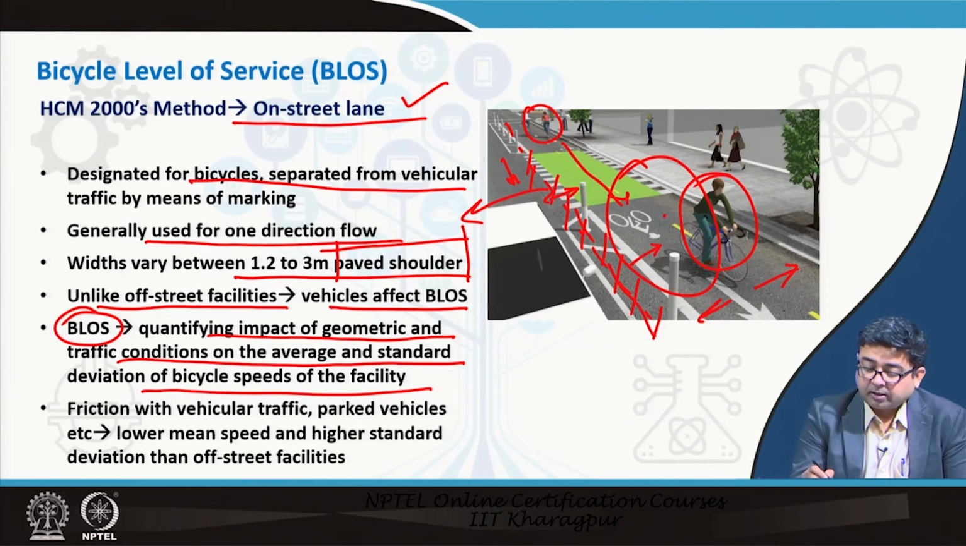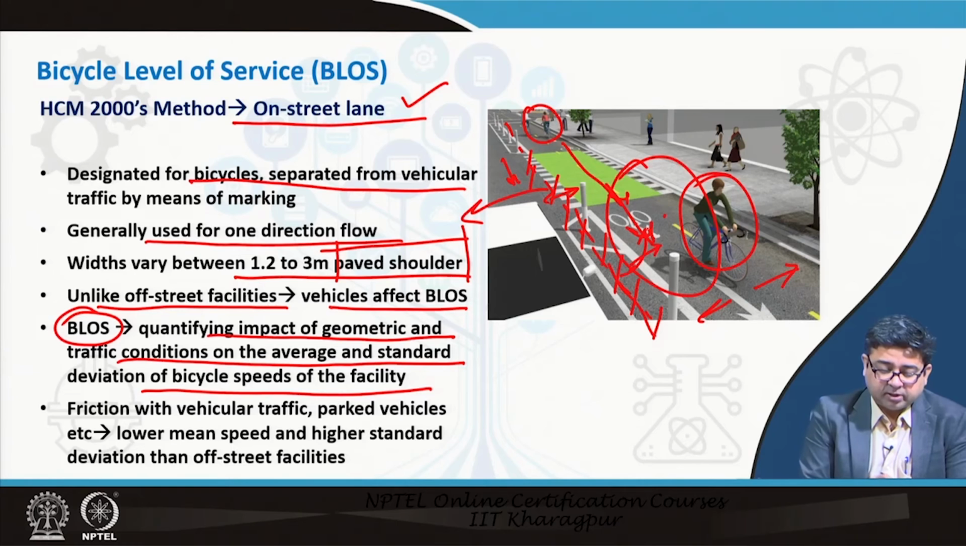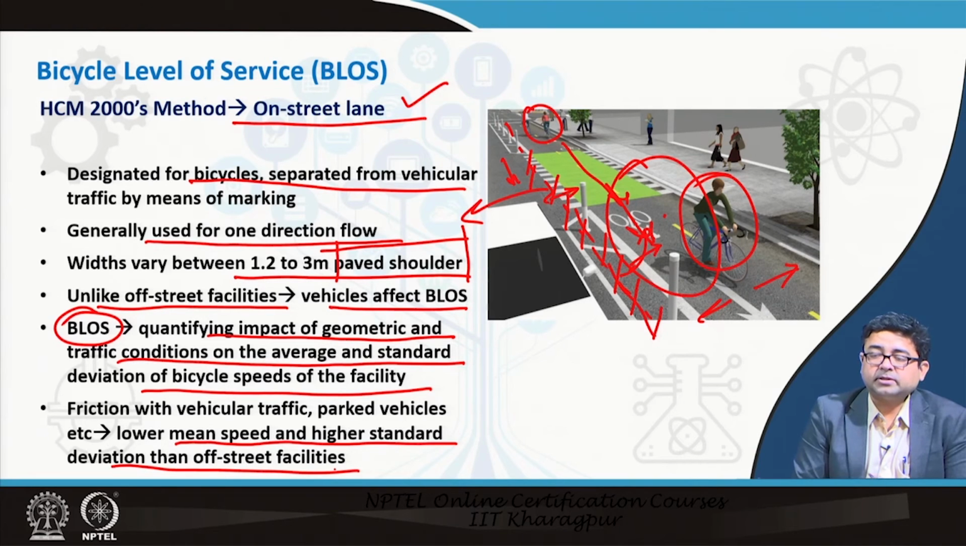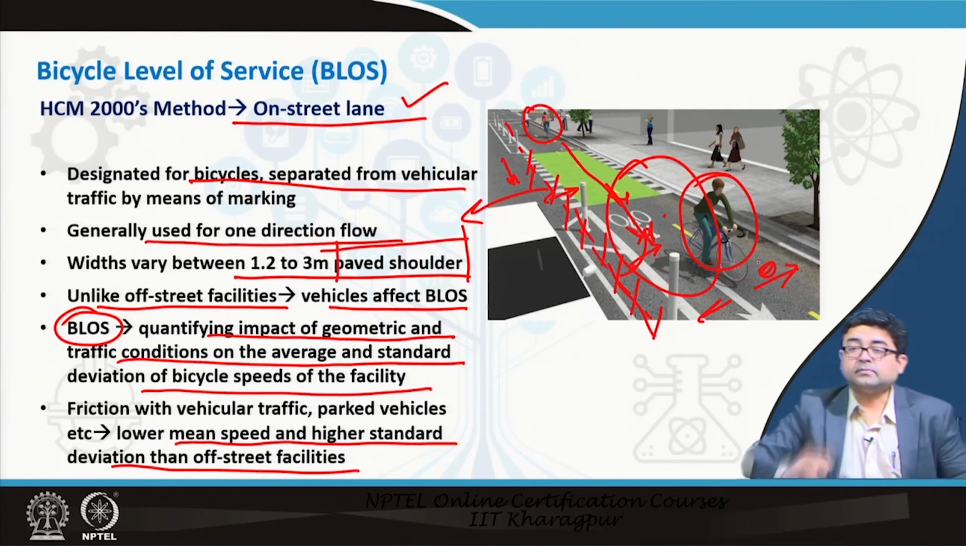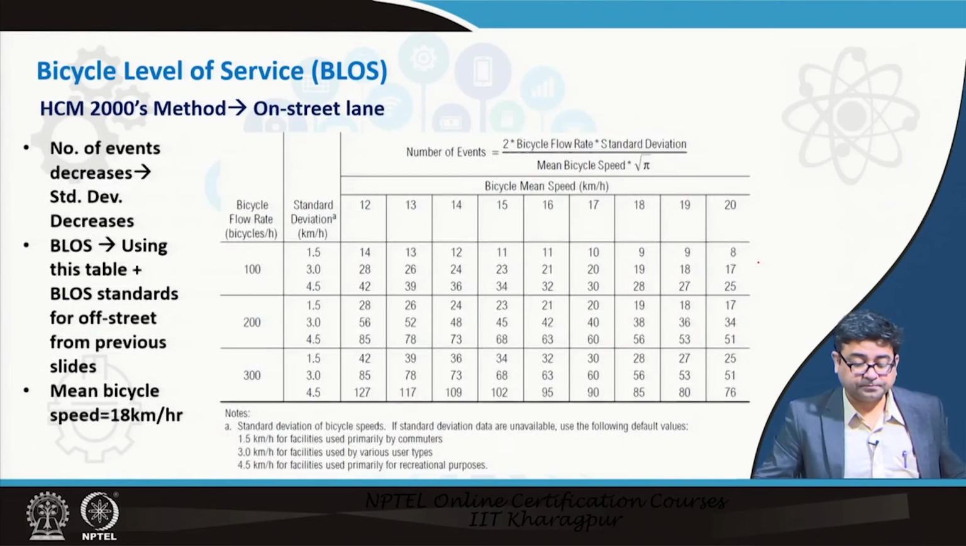Maybe this car has parked and now they open the door to get inside. Opening this door always makes the life of a bicyclist very difficult, because he or she may get hit by that open door. So, that causes a lot of friction. That friction also lowers the mean speed, and higher standard deviation is seen in the speeds of on-street bicycle lanes.